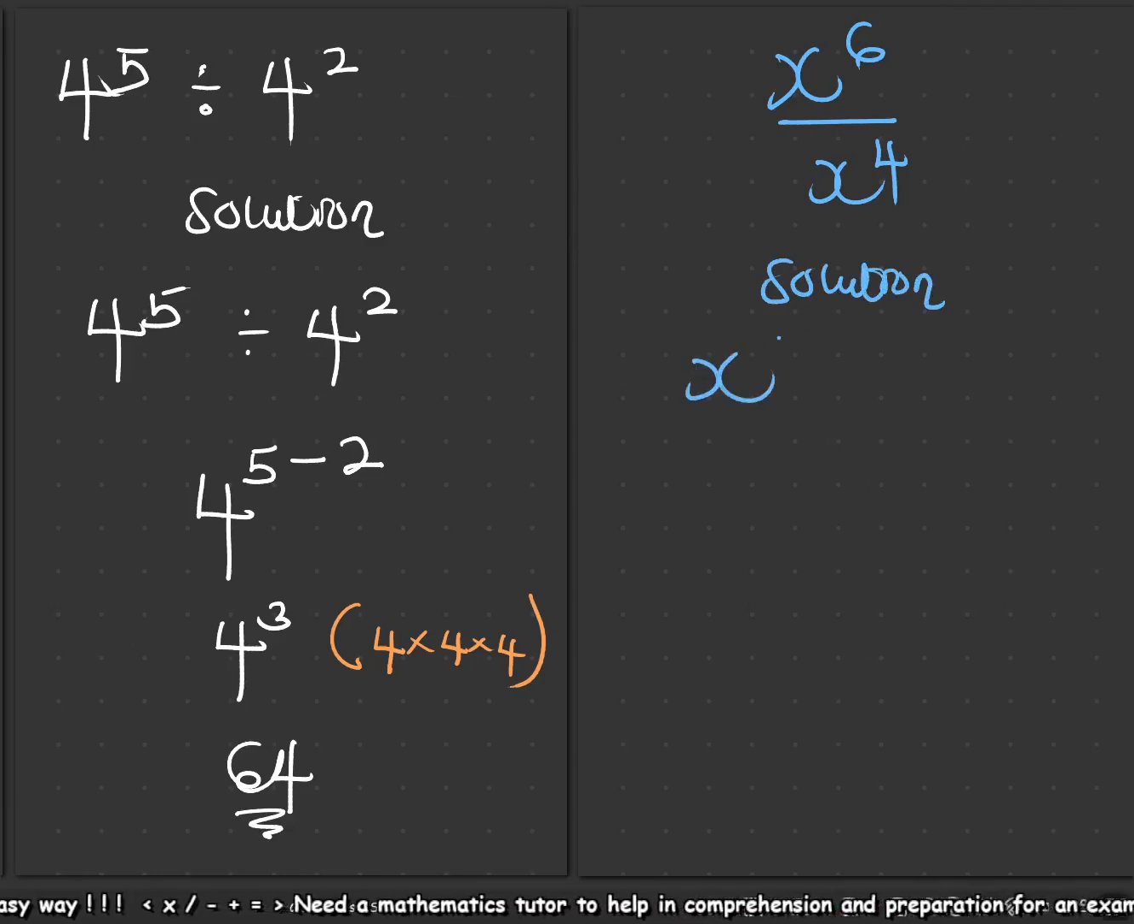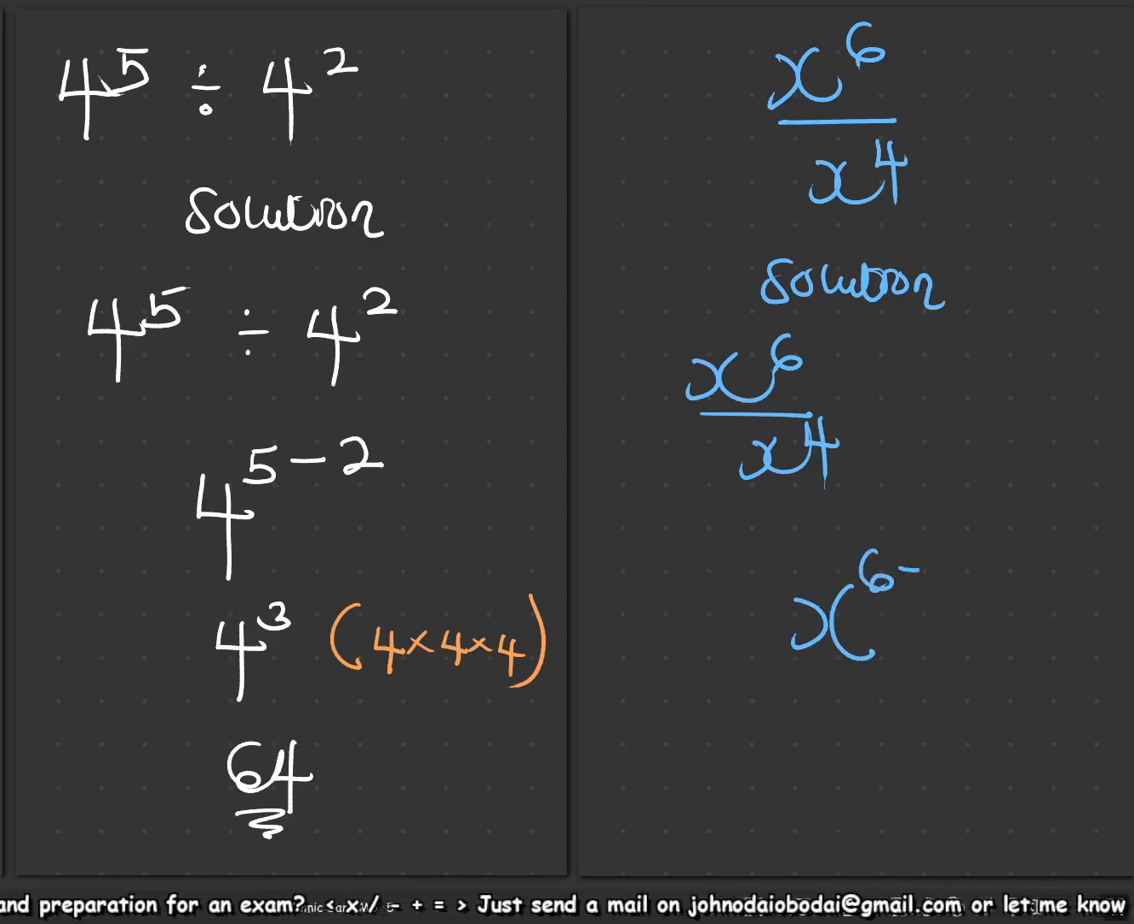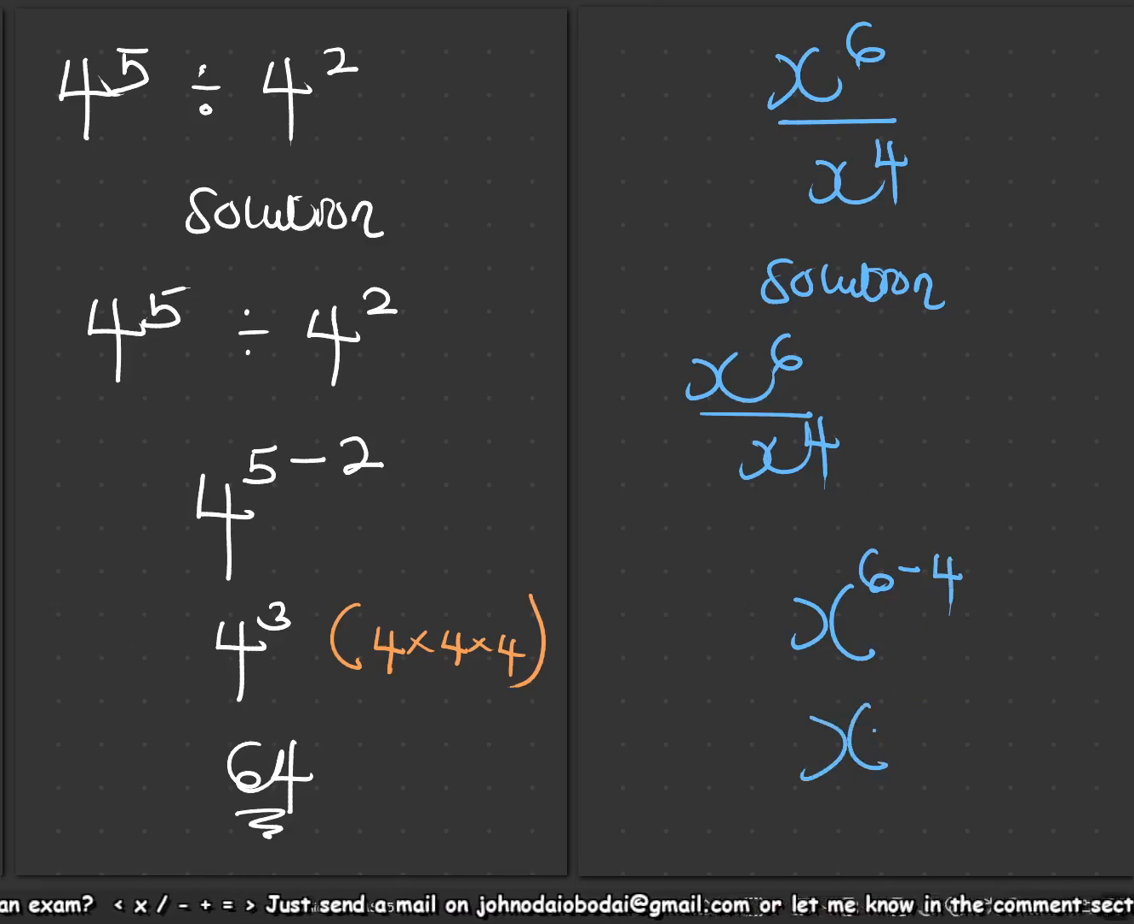So our solution, if you have x to the power 6 divided by x to the power 4, then the law says all we need to do is to write just one of them because the bases are the same. So I'm going to write an x, then 6 minus 4. You see? So 6 minus 4 gives us a 2. And that is our answer. Very, very simple. You see?